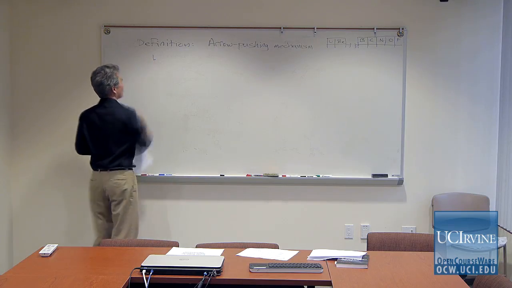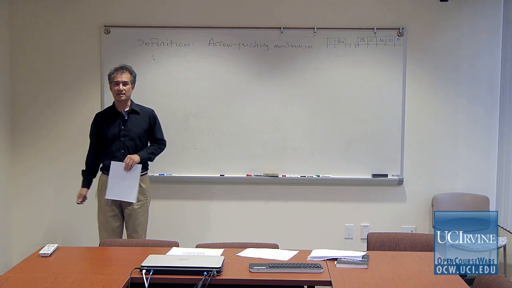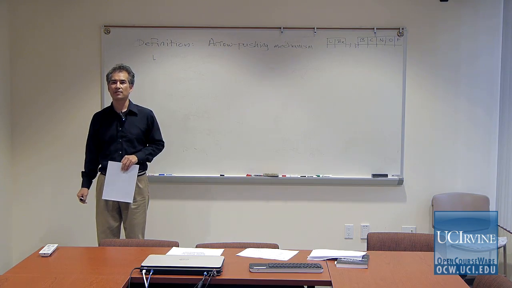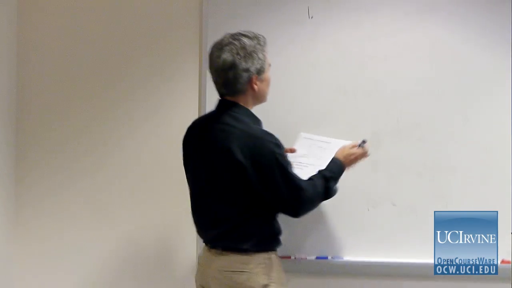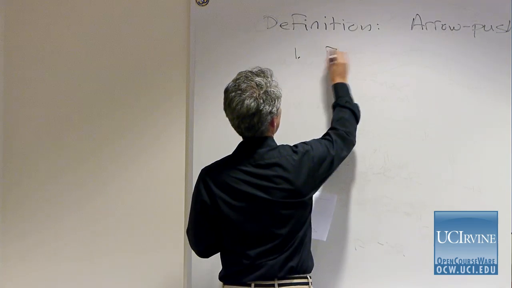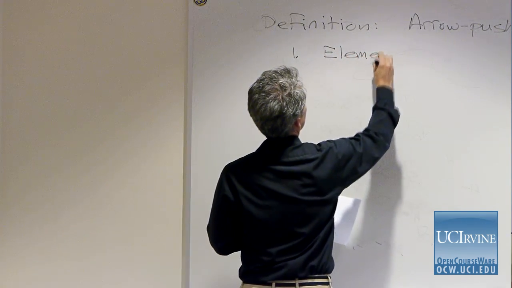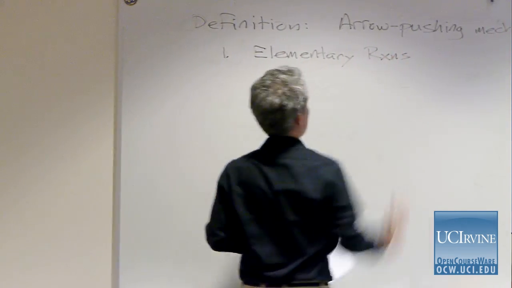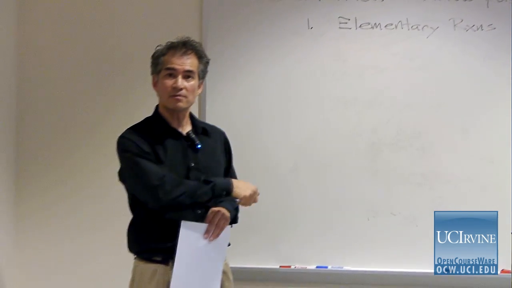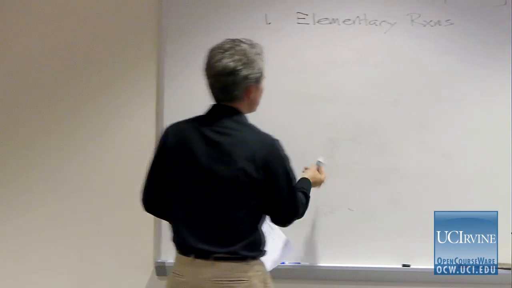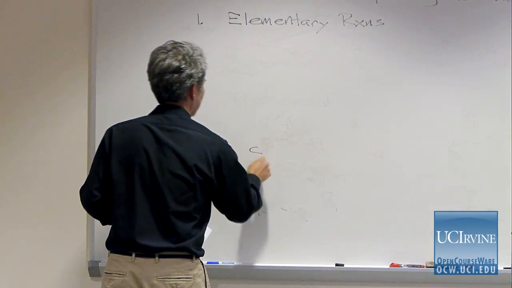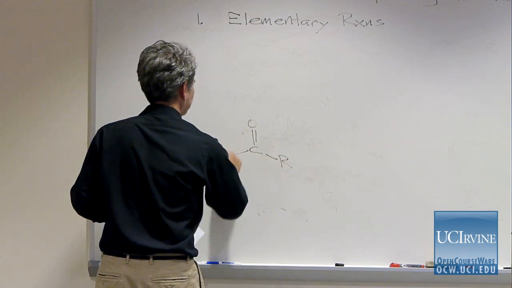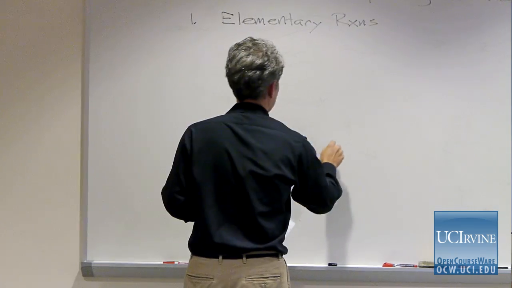So the first and most important feature of an arrow-pushing mechanism, and you have to satisfy this, is that you need to break the reaction down into elementary reaction steps. A good mechanism is a series of elementary reactions. And that's critical, and I'll explain what that means. So let me redraw this hydration reaction so that we can discuss these aspects of an arrow-pushing mechanism in terms of these two components of the definition.